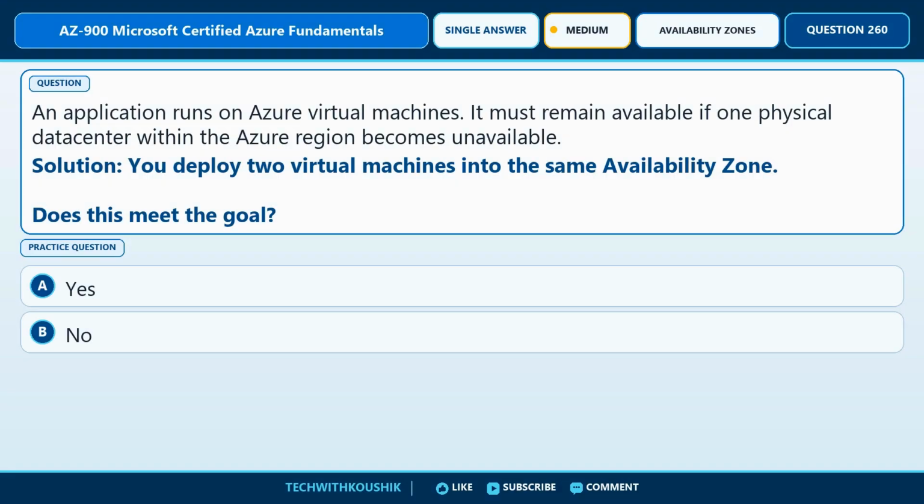Now let's examine question number 260. Take a moment to review this scenario. An application runs on Azure virtual machines. It must remain available if one physical data center within the Azure region becomes unavailable. Solution: you deploy two virtual machines into the same availability zone. Does this meet the goal? Now let's review the options. Choice A, yes. Choice B, no.